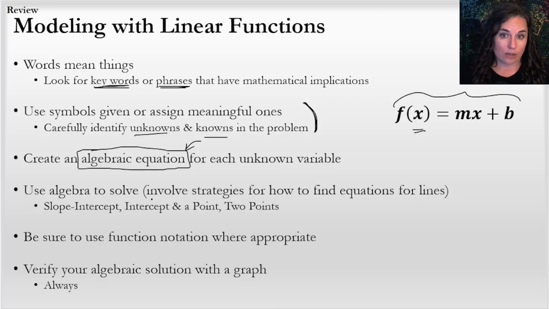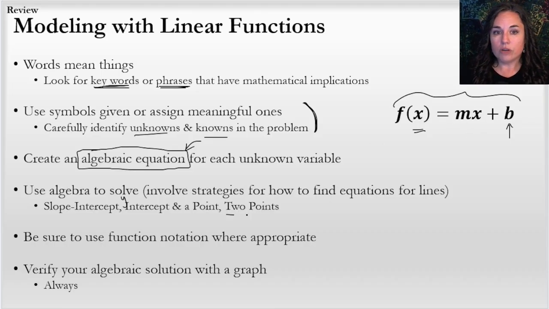I want you to use algebra to solve, and this involves strategies for how to find equations for lines. We can write an equation of a line if we're given the slope and the intercept. If we know m and b, we know the equation of a line. If we're given an intercept and a point, we'll know the y-intercept. I put intercept here, but this is the y-intercept. If we're given the b value, then we have that in the equation. And if we have another point, we'd be able to find the slope. That wouldn't be hard to do.